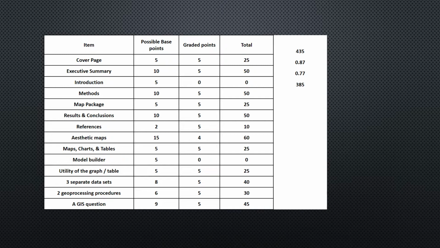When you multiply the possible base points by the graded points, you get the total points for each item. They're summed up. Came up to 435 points out of 500, or 87%.